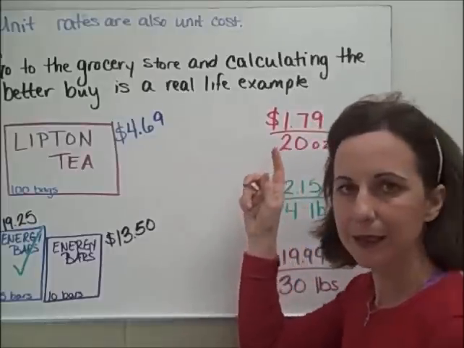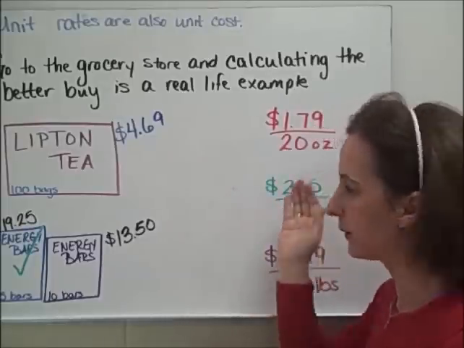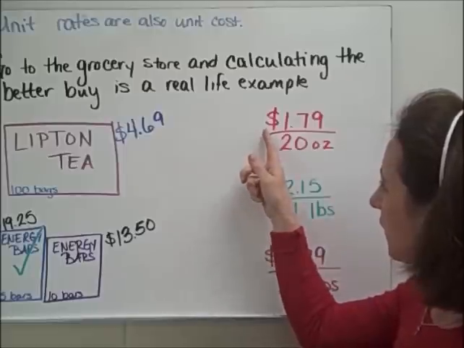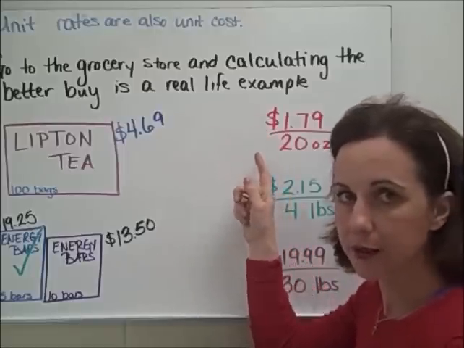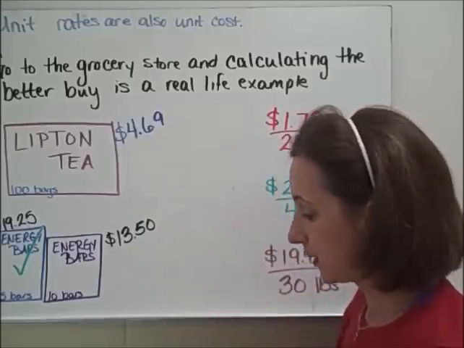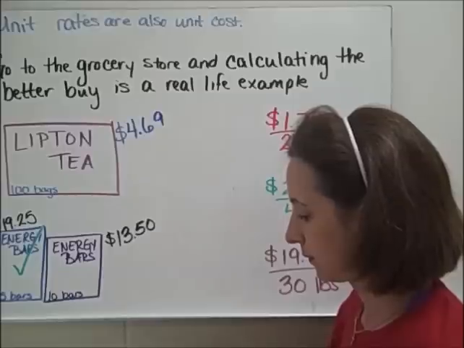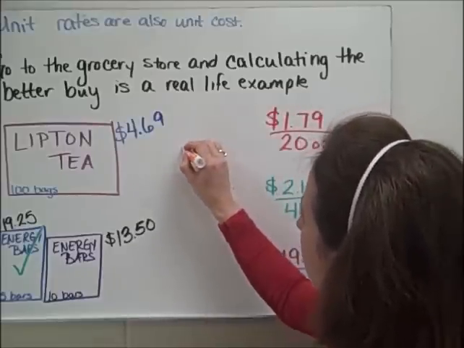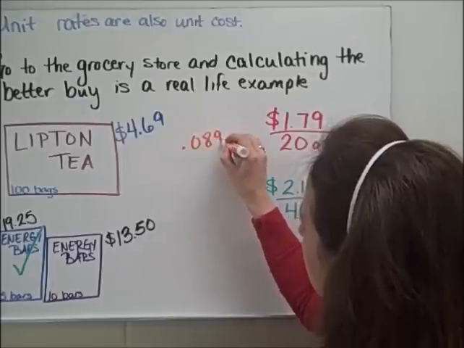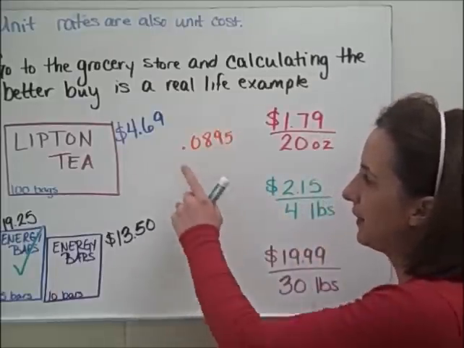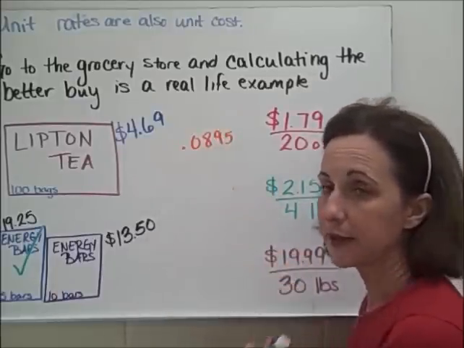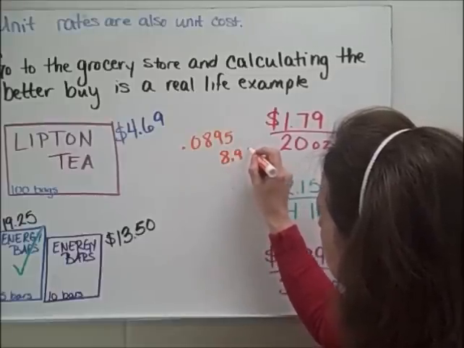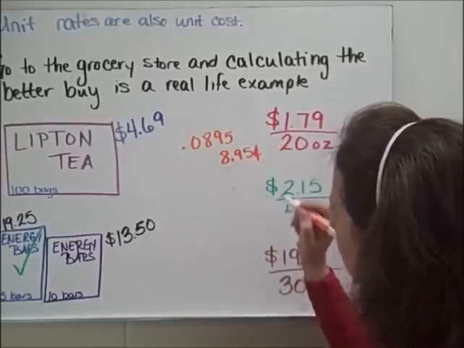Okay, let's see what the unit price is on these three remaining items. So again, we're going to use our calculator and we're going to do $1.79 divided by 20. And we have this answer. But this answer converted to cents is going to be 8.95 cents.